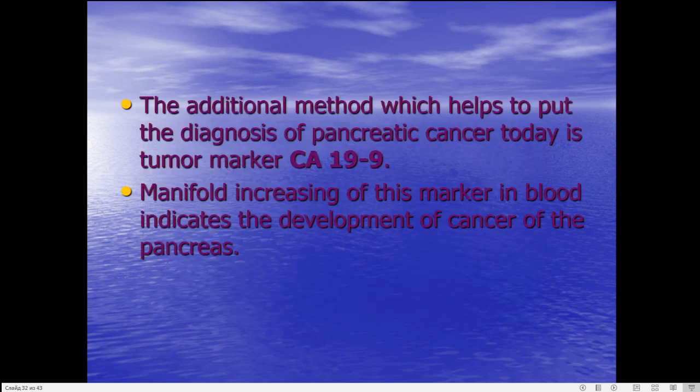The additional method which helps to put the diagnosis of pancreatic cancer today is tumor marker cancer antigen 19-9. Manifold increasing of this marker in blood indicates the development of cancer of the pancreas.